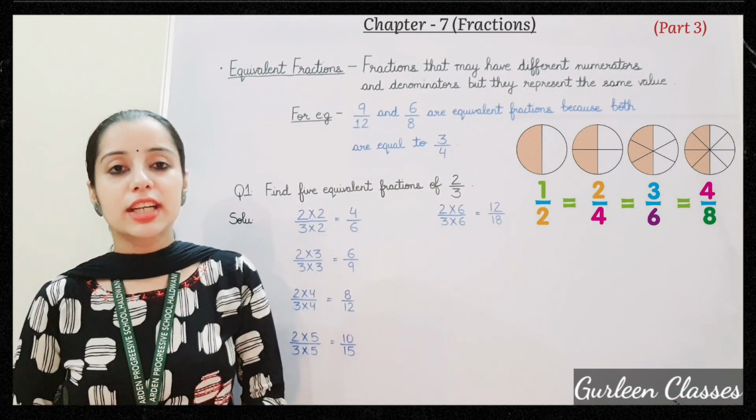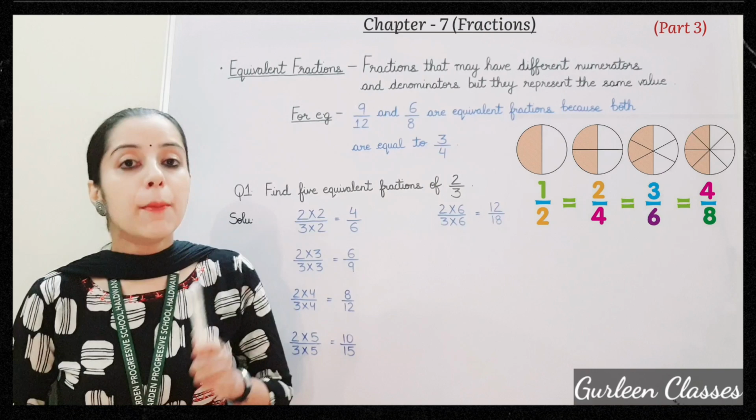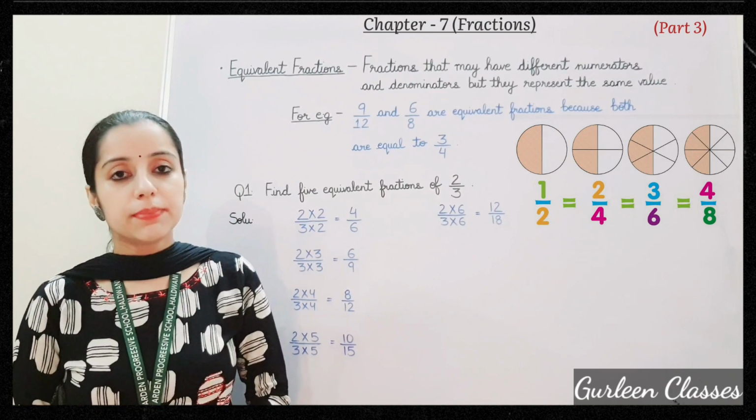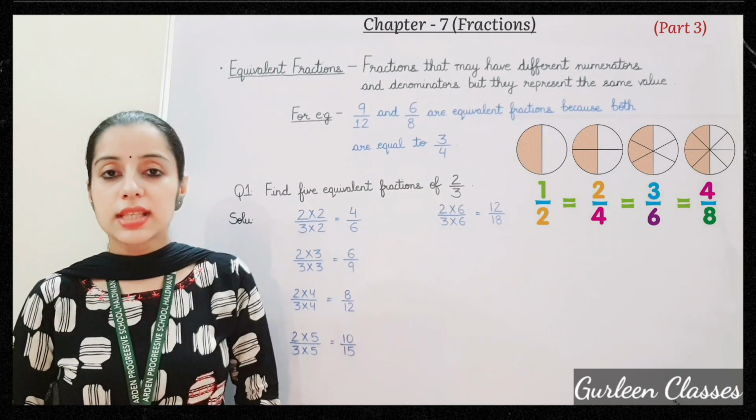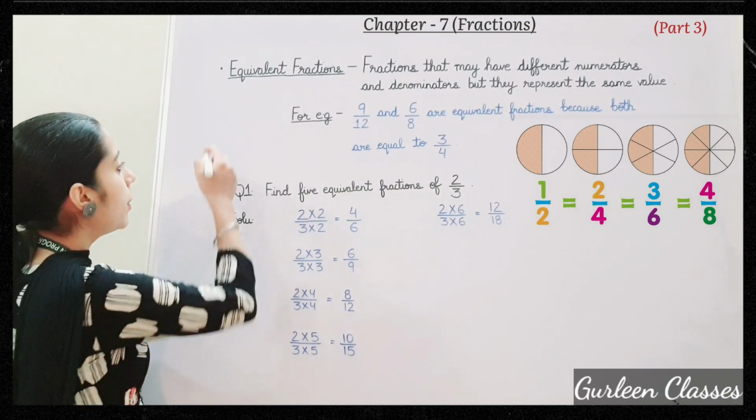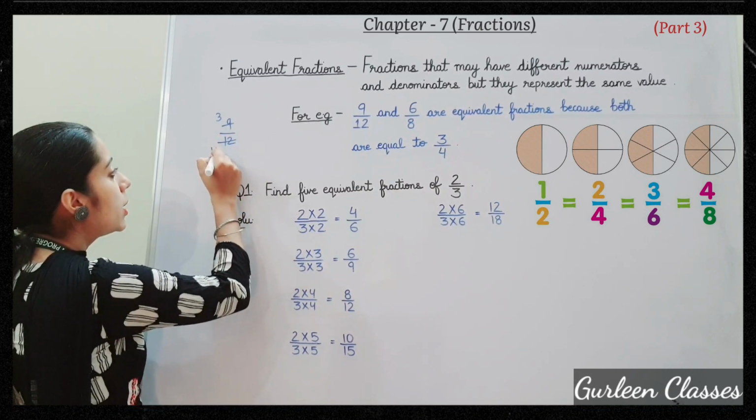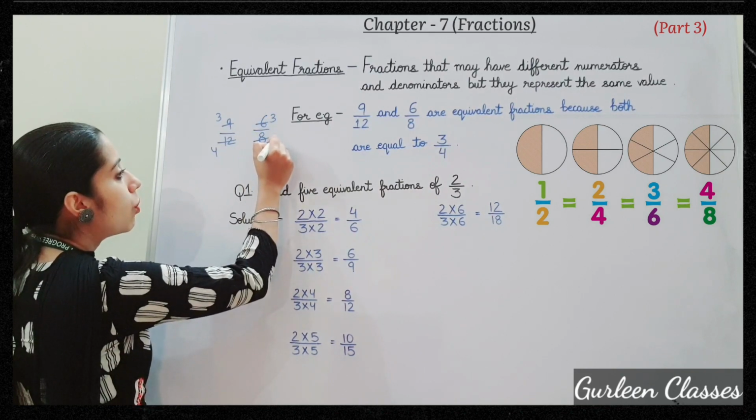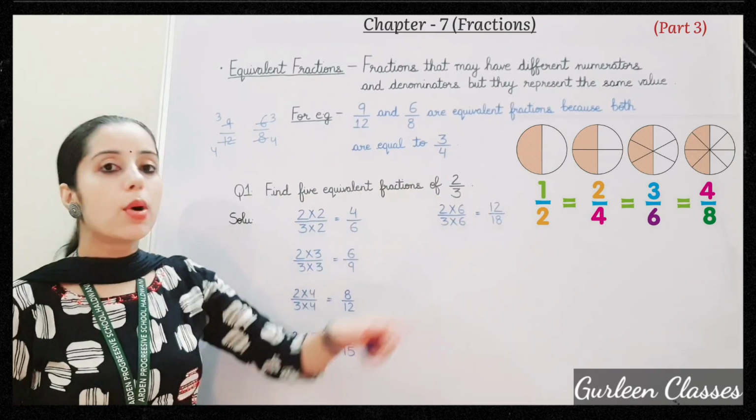What are equivalent fractions? Fractions that may have different numerators and denominators, but they represent the same value are called equivalent fractions. Example, 9 upon 12 and 6 upon 8 are equivalent fractions because both are equal to 3 upon 4. 9 upon 12 reduced into lowest term will be 3: 3 3s are 9, 3 4s are 12. Then we have 6 upon 8: 2 3s are 6, 2 4s are 8. So they both are equivalent fractions because they are equal to 3 upon 4.